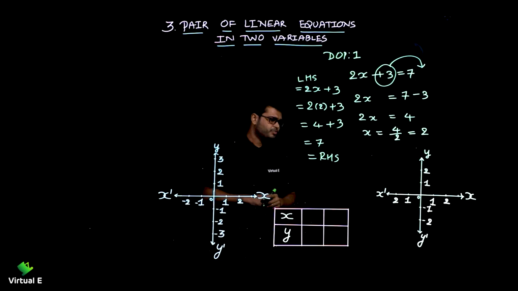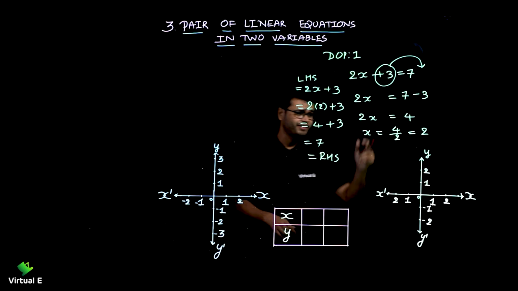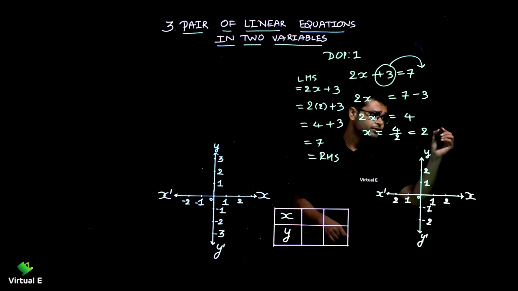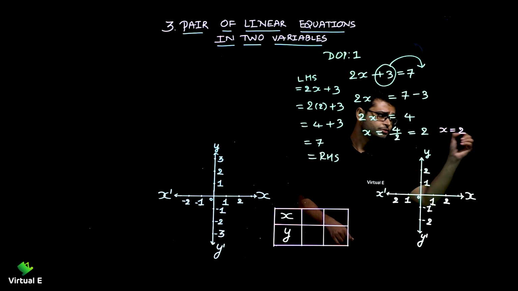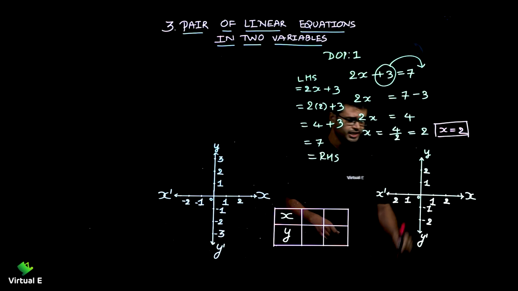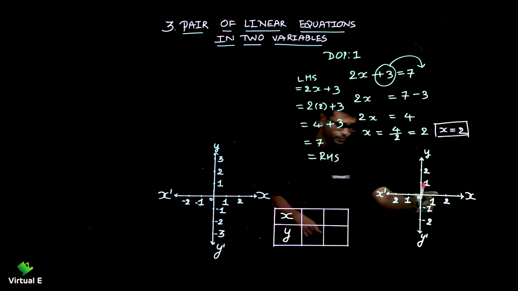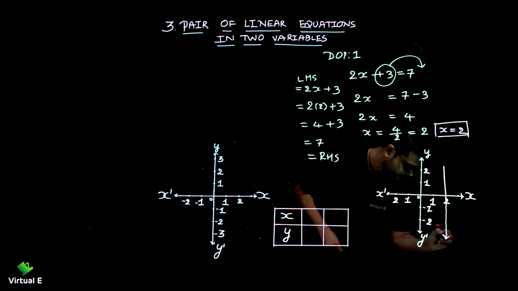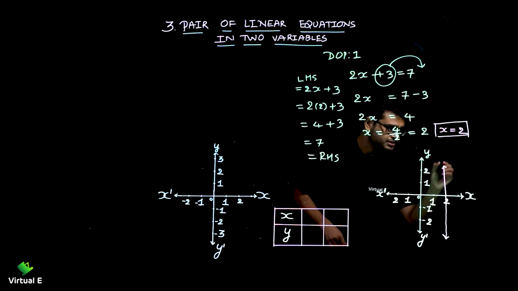So let's present the same solution on a graph. Let's represent the solution, which is the value of x equal to 2, on the graph. So we need to take x is equal to 2. That's our final solution. So you can see on the x-axis that 2 is over here. So I am going to draw one straight line. That is the solution of this equation.